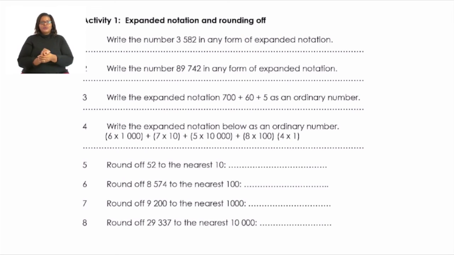The activity is based on expanded notation and rounding off. Number 1, write the number 3,582 in any form of expanded notation. Remember, we did 2 forms.